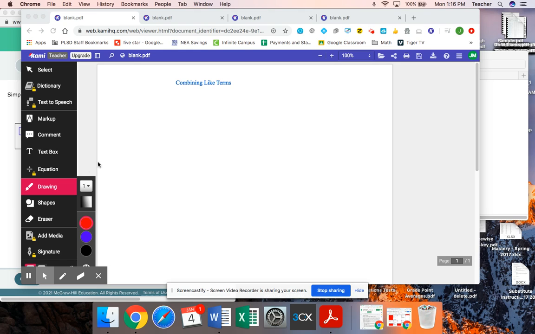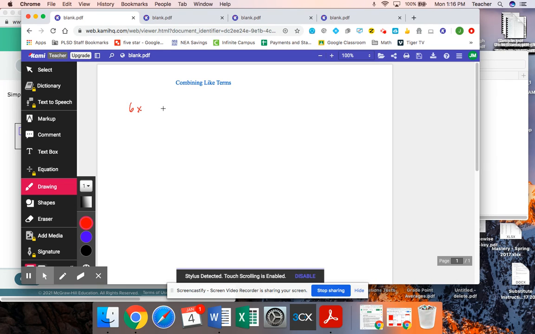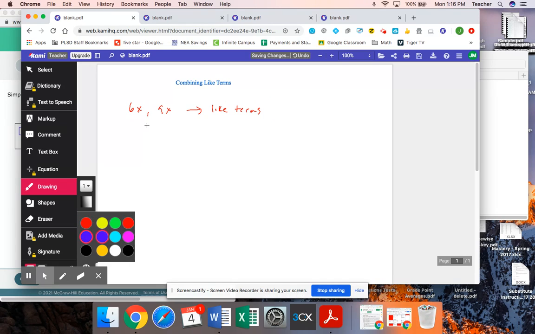All right, we're going to talk about combining like terms. We've already talked about polynomials a little bit, what they are, little parts and pieces of it. So we know that a term is separated by addition and subtraction. Let me just say, for example, if this is a term, 6x, and this is a term, 9x, those are like terms. And that's because both of them have the same exact variable piece.